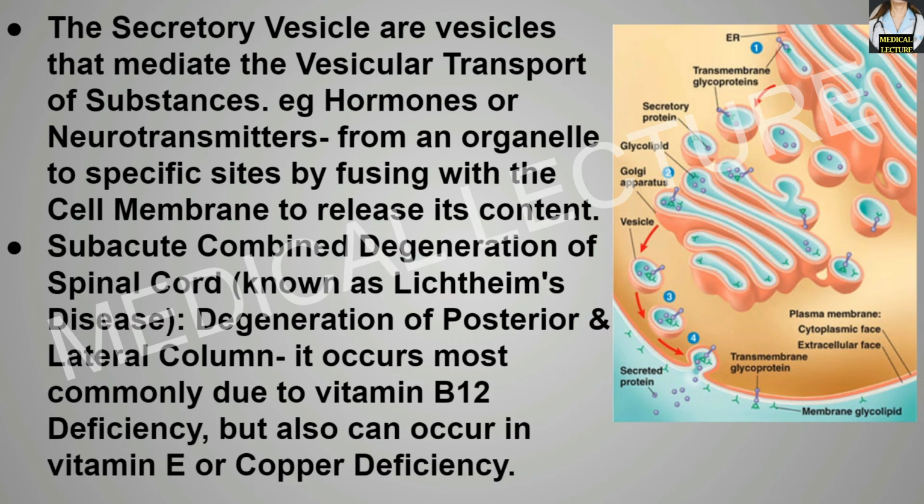contents. Subacute combined degeneration of the spinal cord is known as Lichtheim's disease. In this, there is degeneration of the posterior and the lateral column, and it occurs most commonly due to the vitamin B12 deficiency, but also it can occur in the vitamin E or copper deficiency.